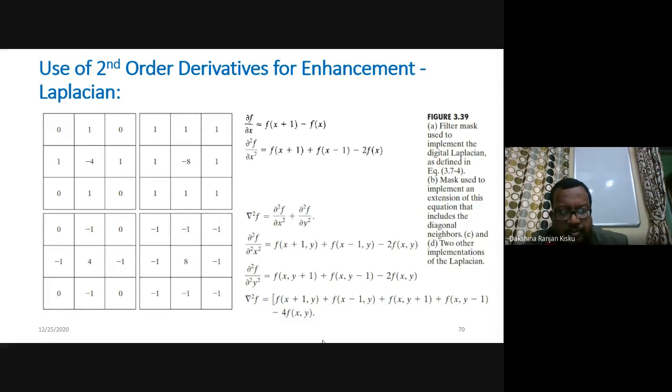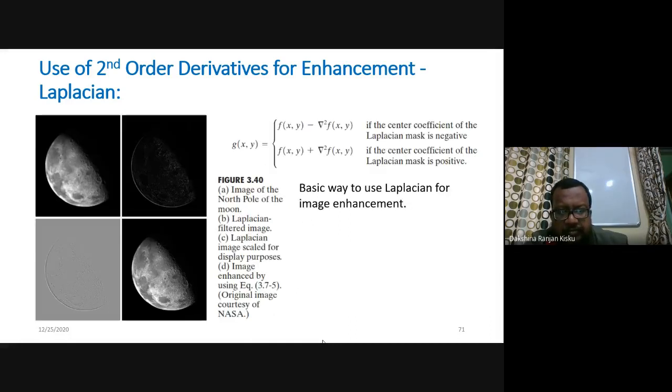We can extend this Laplacian operator further by getting the effect of more sharpness, by subtracting or adding the Laplacian to the original image, that means the input image. So either we can subtract the Laplacian from the given input image, or we can add the Laplacian to the input image. So both can be done.